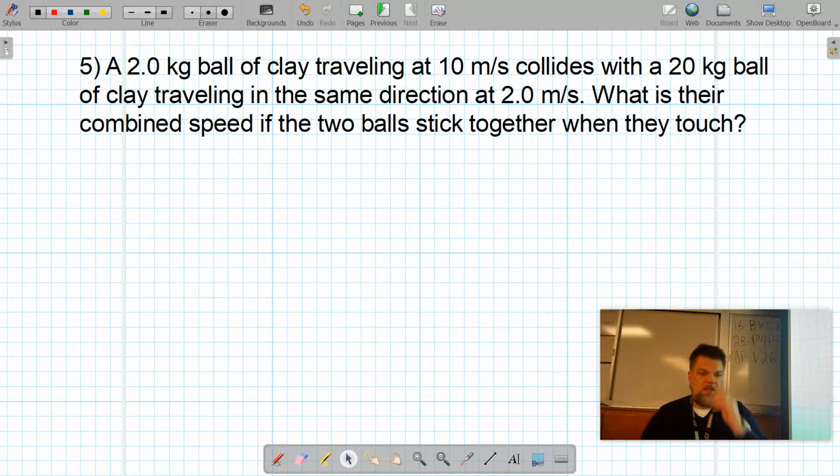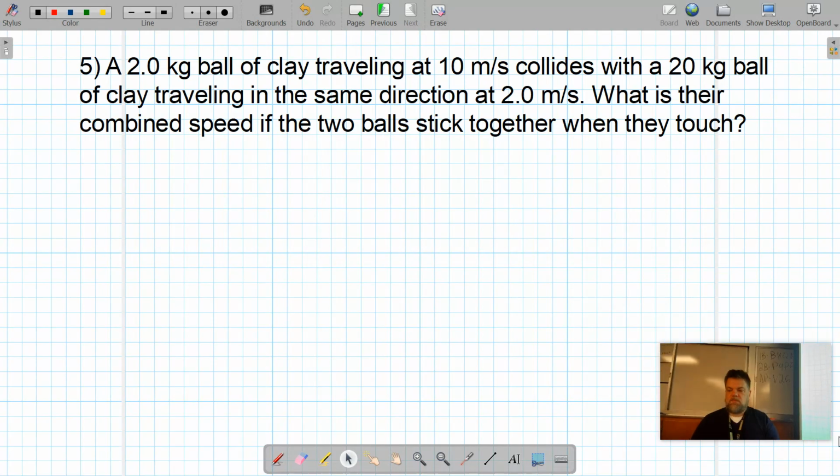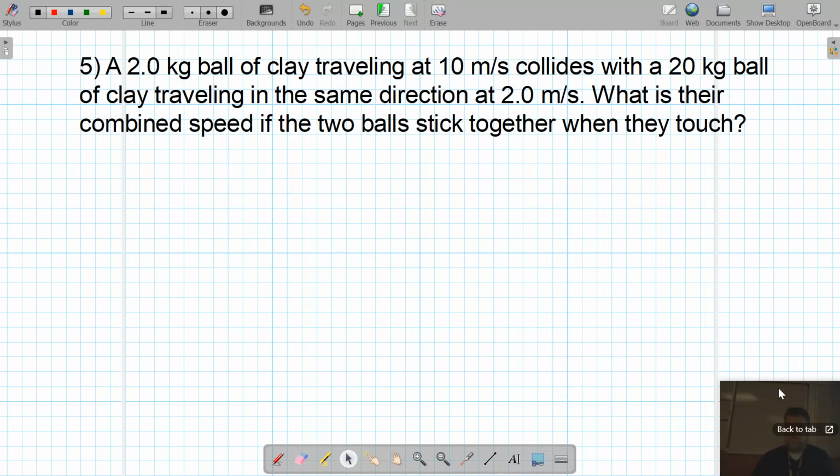All right, so this one says clay ball. Oh man, my face is big on this one. Slide that down to size, especially when I'm having a bad hair day.